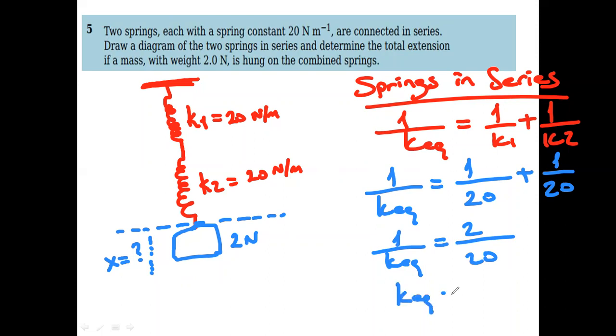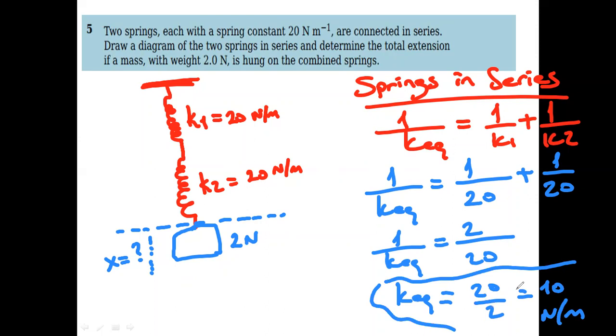K equivalent will be equal to, I'll do the same thing for the right side of the equation. I'll turn upside down 2 over 20. It will be 20 over 2, which is equal to 10 Newton per meter. So I have calculated the equivalent spring constant as 10 Newton per meter.